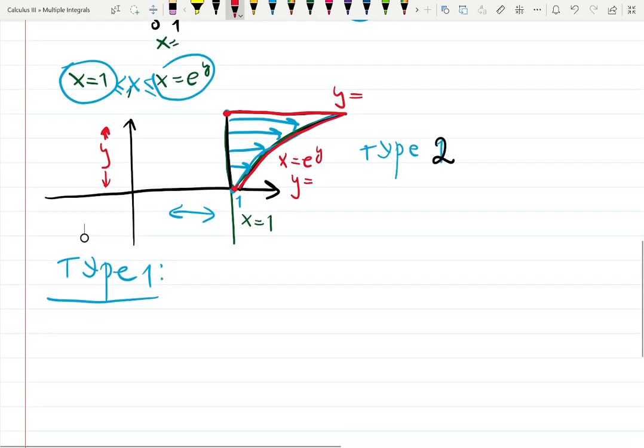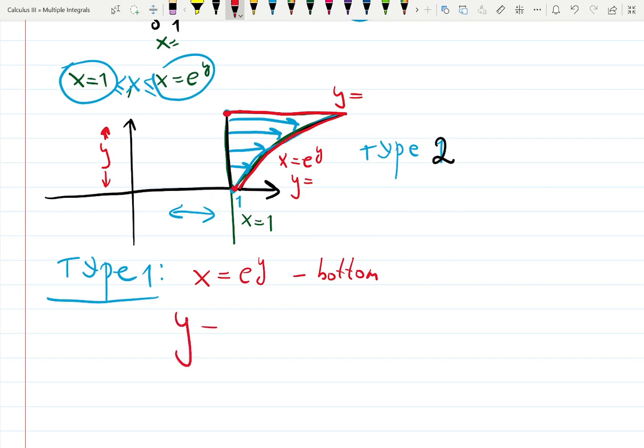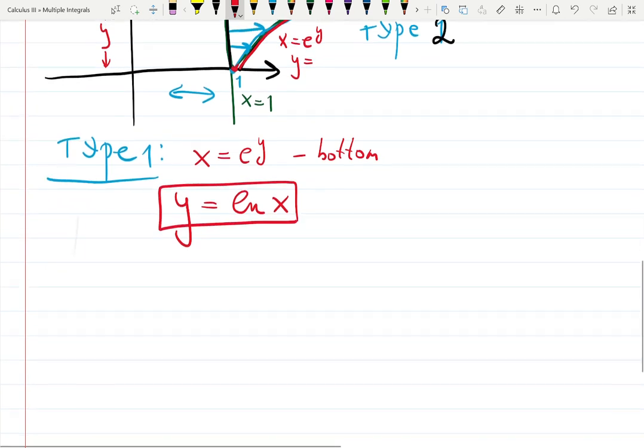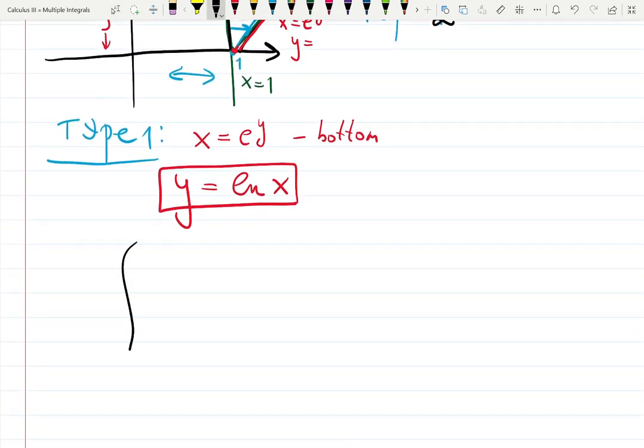Okay, to figure that out, let's write down x equals e to the y, which is going to be at the bottom. We're going to solve for y. That's going to be ln x. We know that. So this is going to be the bottom of the integral. You can start filling in if you want. It's going to be ln x at the bottom, and the y goes first. So it should be like y equals blah, blah, blah.